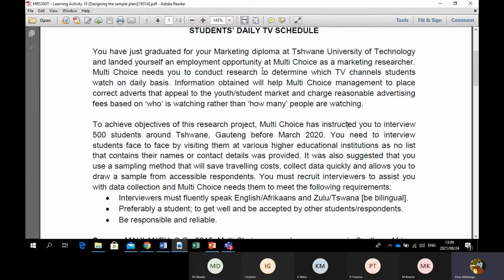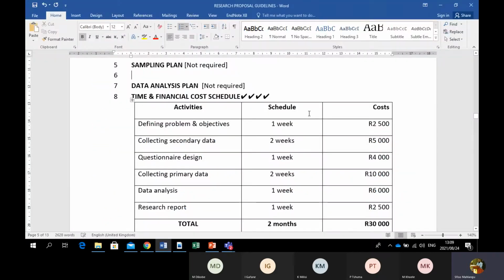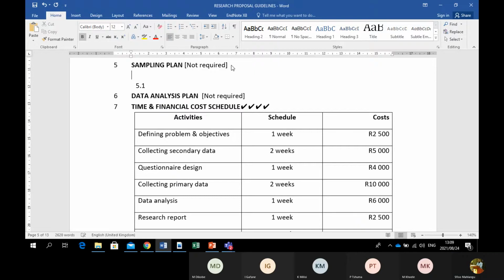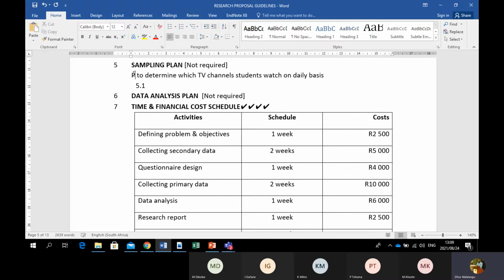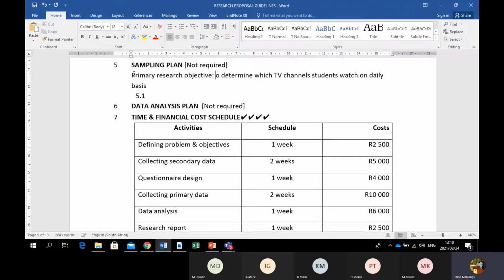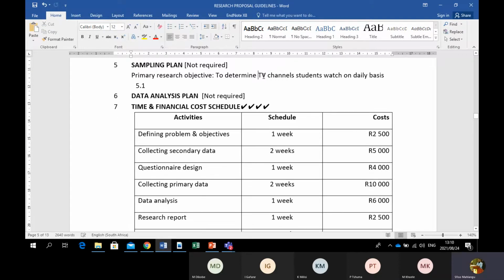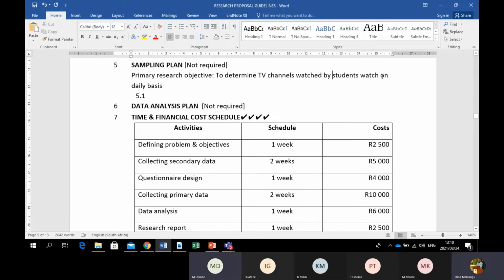So let's take this as our research objective, because it's important to always have a research objective or your title at the top of the page for what you are dealing with. We're going to put it here under sampling plan. If we paste that there, it will be our quick reference. This will be our primary research objective: to determine TV channels watched by students on a daily basis.